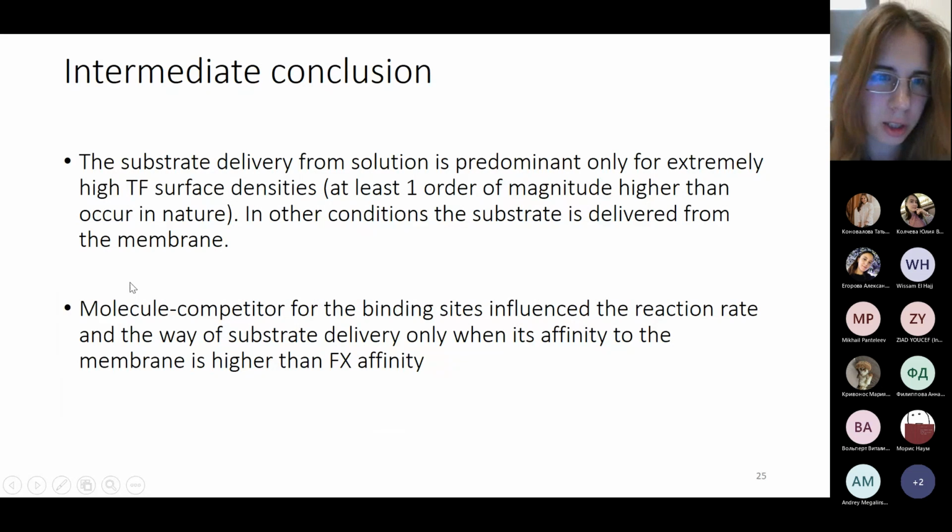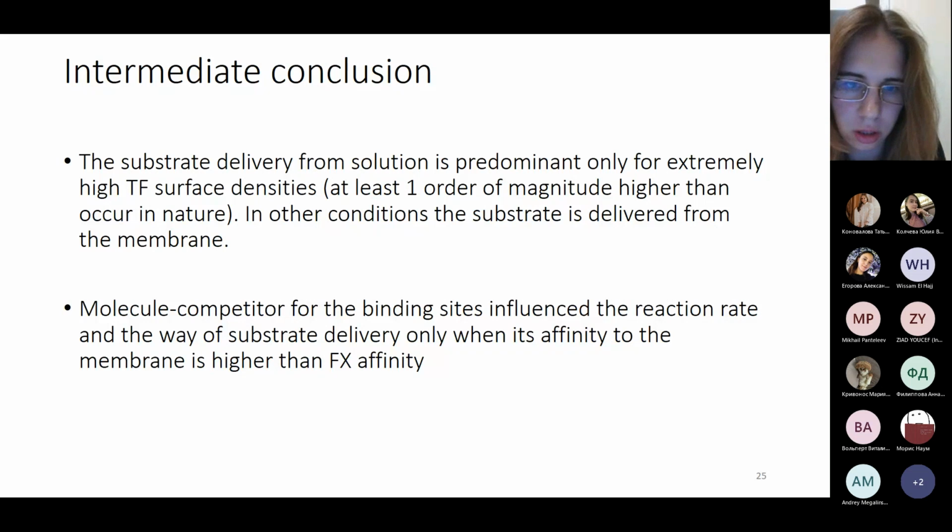It is the final intermediate conclusion that substrate delivery from solution is predominant for extremely high surface densities only, and for physiological surface densities, substrate is delivered from the membrane, and that the molecule competitor for the binding sites influences the reaction rate only when its affinity is higher than factor 10 affinity.